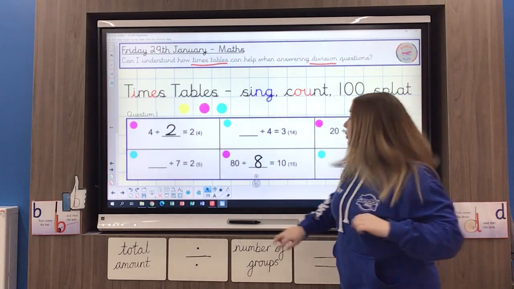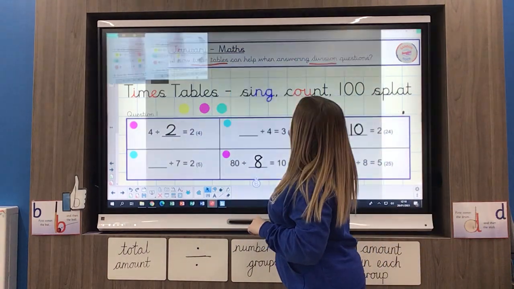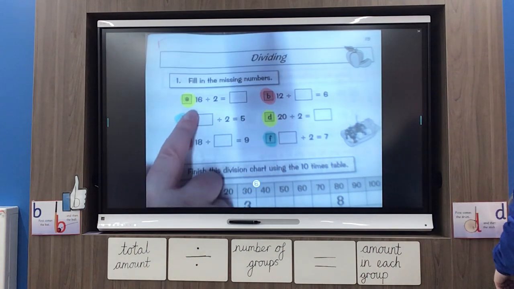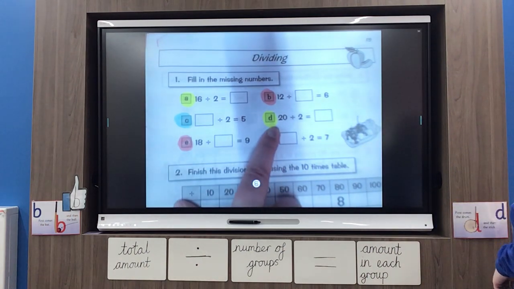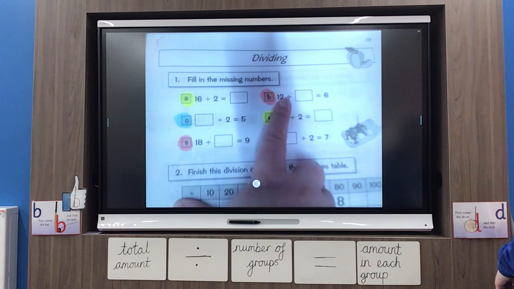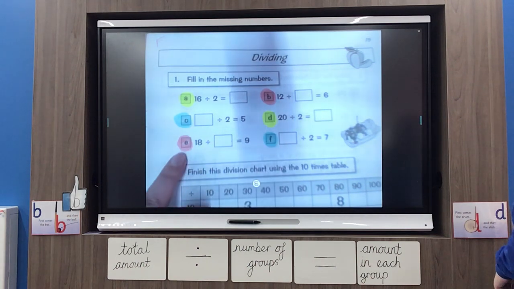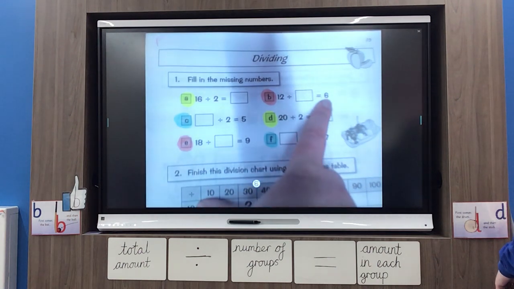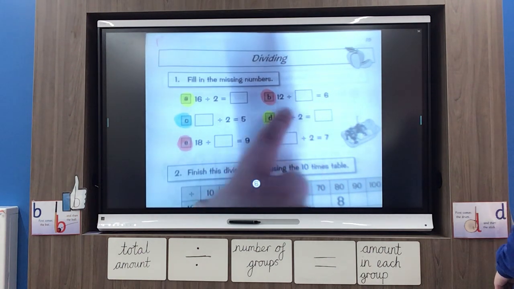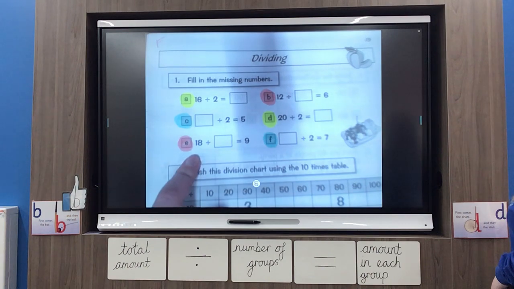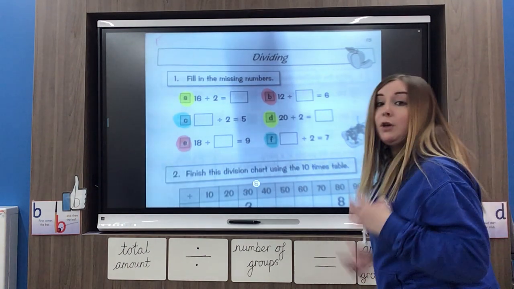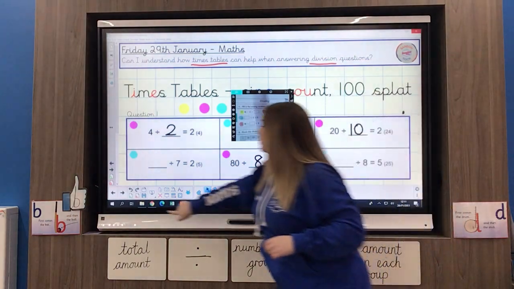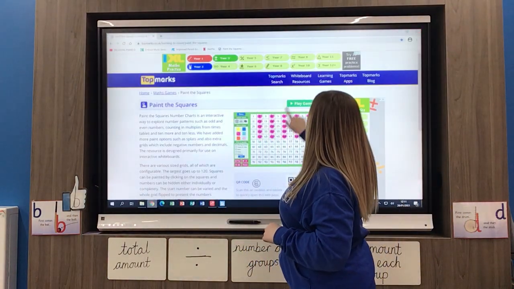So what I want you to do now then, Year 4, you've already done A and D. Now I want you to have a go at the pink questions, so B and E. So counting in 6s till we get to 12, counting in 9s until we get to 18. And remember, if you don't know your 6s or your 9s, you can use our 100 square.